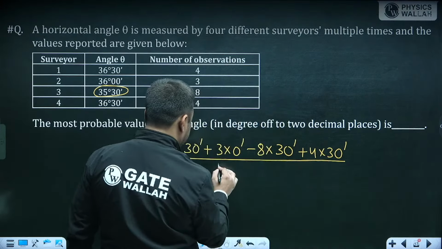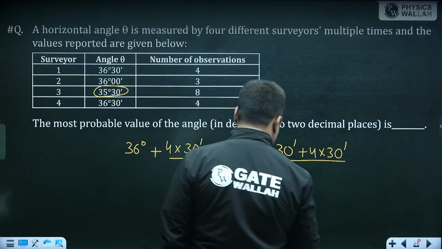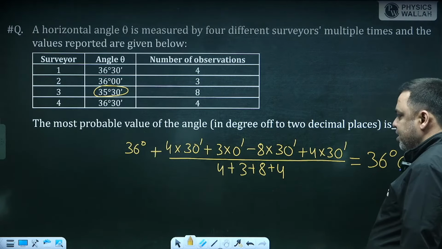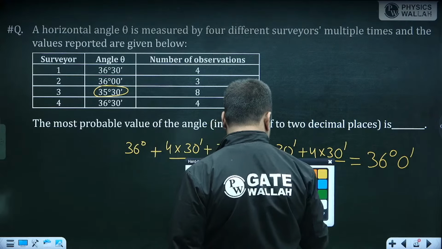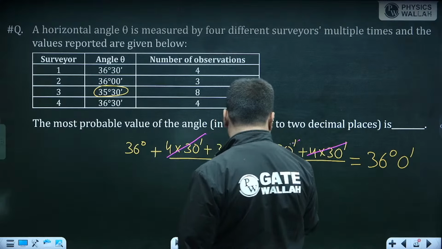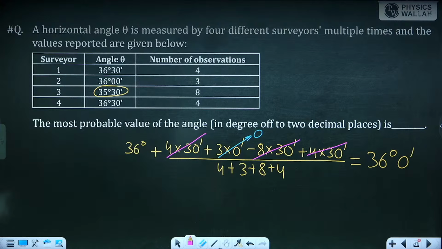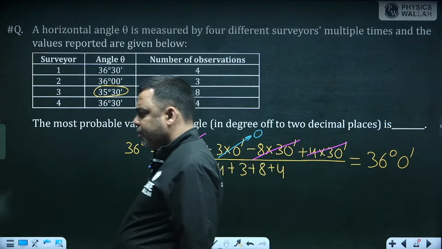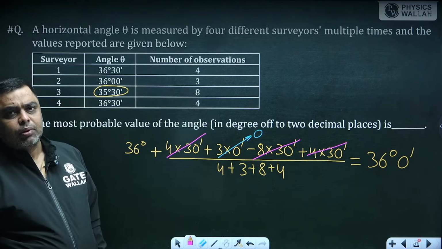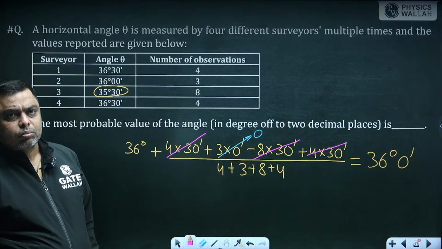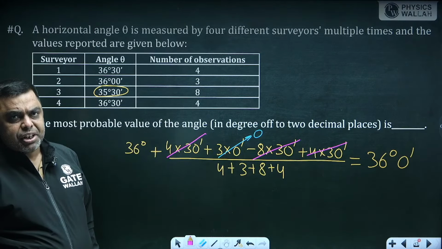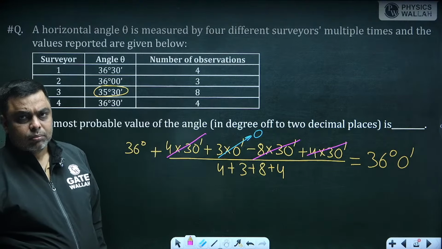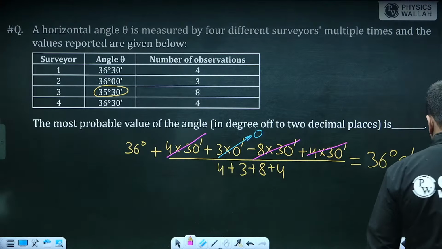This divided by 4 plus 3 plus 8 plus 4. And answer will be 36 degrees 0 minutes. Because this term will get reduced to 0. See, this would be 0 simply. Then this term will get cancelled out with this term. Check it out. Answer is 36. Did you get the analogy? Did you get the trick? Good. Next question.